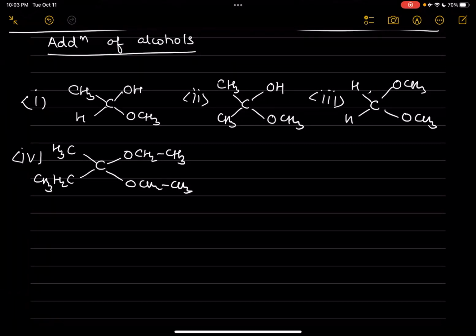Sir, the fourth one is ketal. The fourth one is ketal, right? Very good. On this side, you have 2 carbon groups, then it is related to ketone. So it will either be ketal or hemiketal.